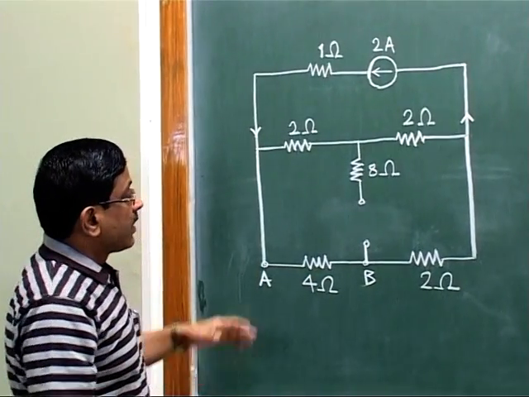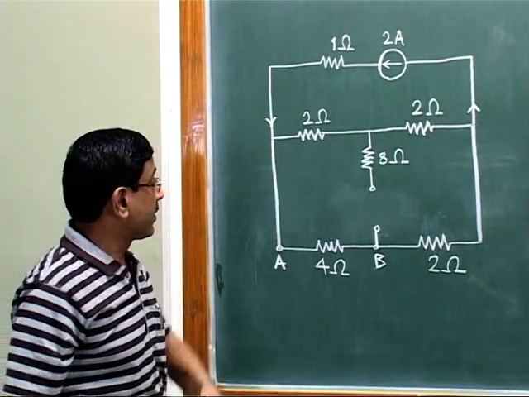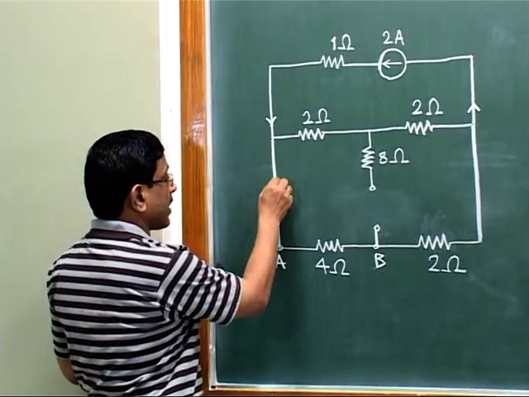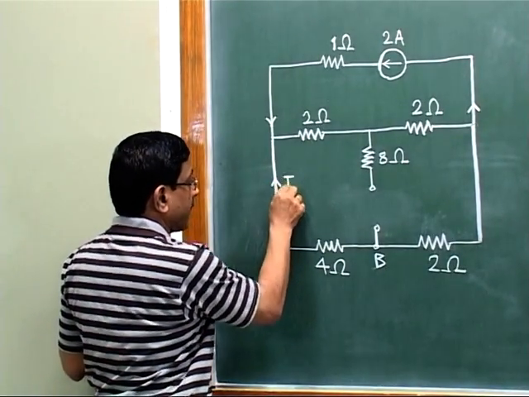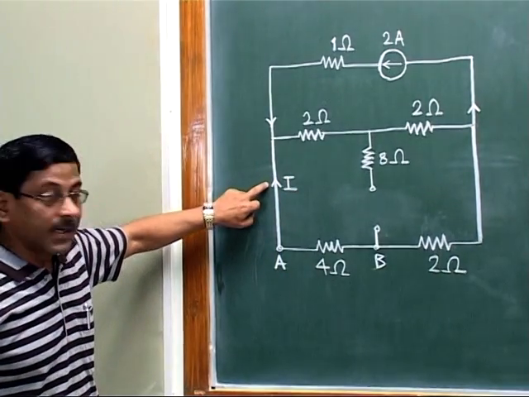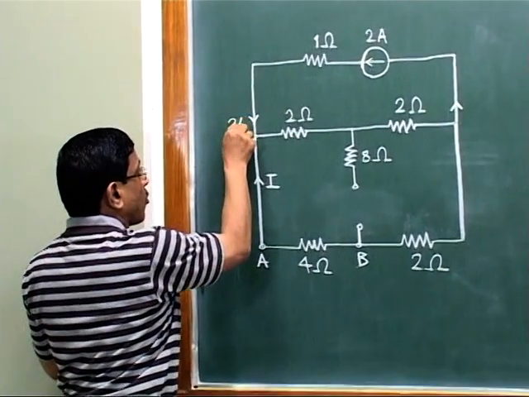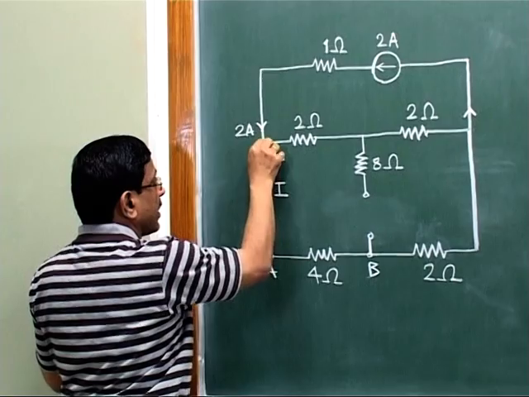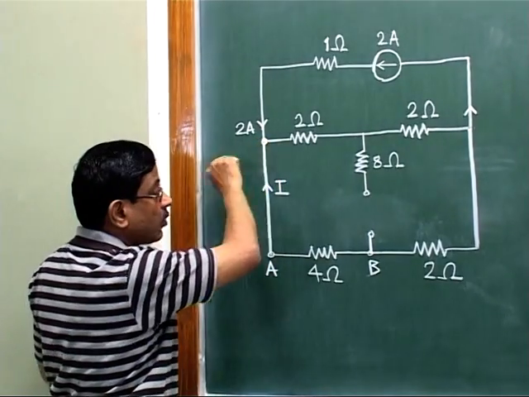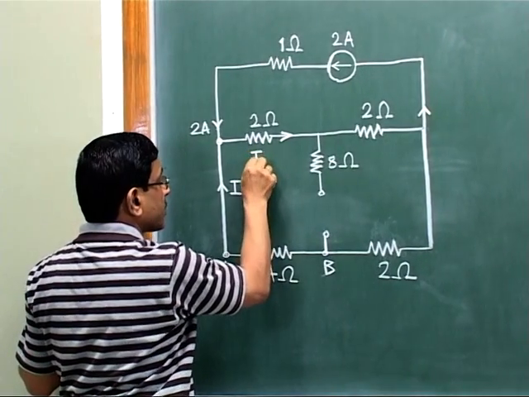Now you will find that we need to have one current variable here. So suppose we assume that the current here is I. You can have your own current distribution. So suppose I assume that current I is flowing like this. So 2 ampere is reaching this particular point, and I ampere is reaching the same node. So what will be the current moving ahead? It will be I plus 2.